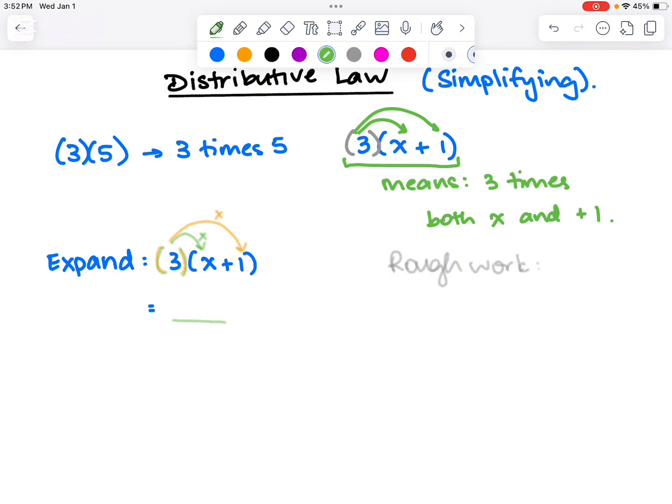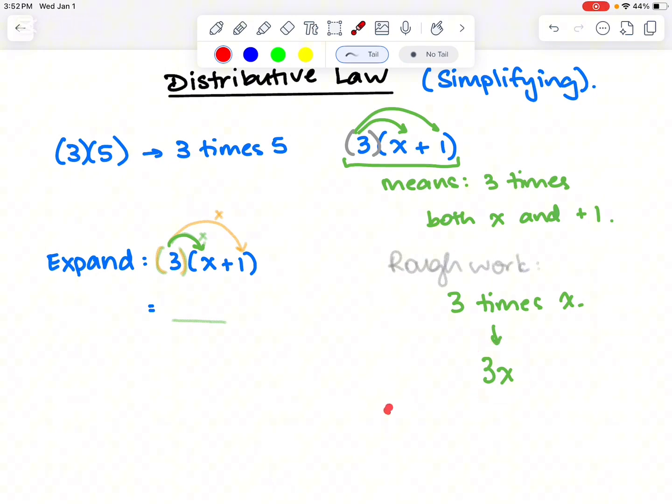So my rough work here is for that green one, this green arrow here, I'm going to take 3 times x. Now, how do we write 3 times x? We just write that as 3 and x. So anytime you see these combined side by side, it really does mean 3 times x. 3xy would mean 3 times x times y. xy would mean x times y. Okay, so hopefully that makes sense. So our very first part of this answer would be the 3x.